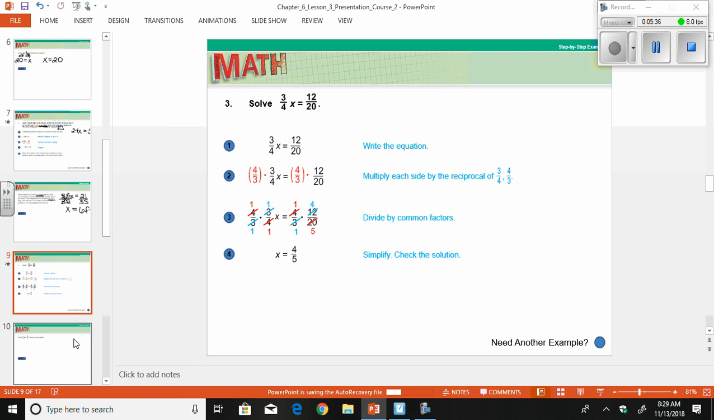So we multiply both sides by 4/3. Of course, the 4's and the 3's cancel. And then, of course, you can divide 4 into 20, 3 into 12. You multiply across, and you get 4/5.